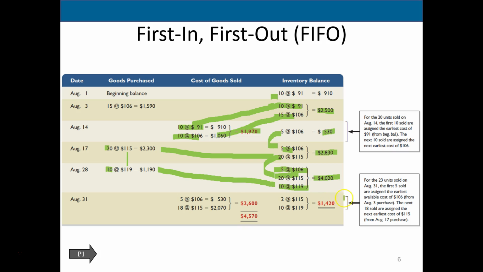Then we're saying we made a sale of 23 units. If we made a sale of 23 units, the question is, which of these units did we sell? Well, under first in, first out, we sold the oldest units. We sold these 5. We sold 23, so we're going to wipe out the 5. The 5 at 106. Then we sold 18 of the 20 to get to 23. So we only sold 18 of these 20 at 115. So if we multiply that out, we have a cost of goods sold of 2,006.